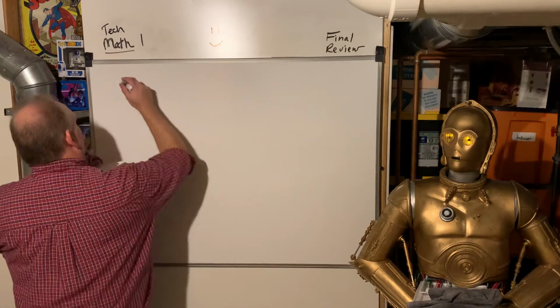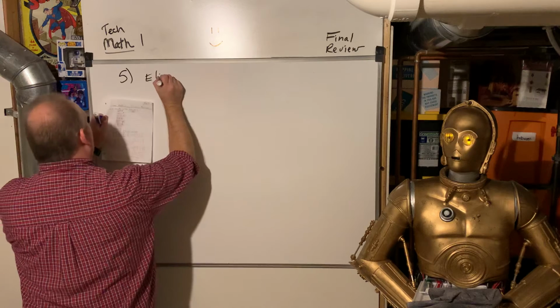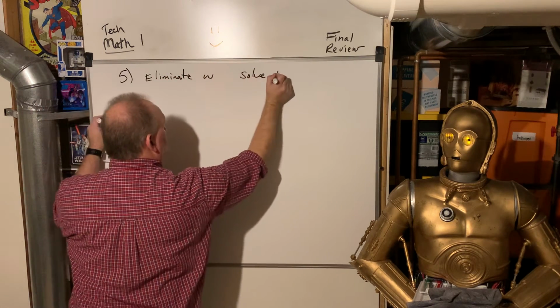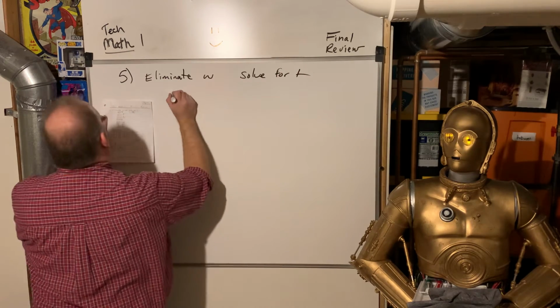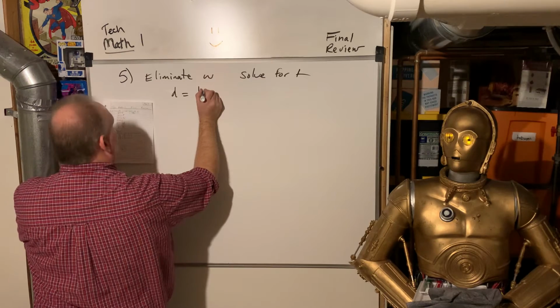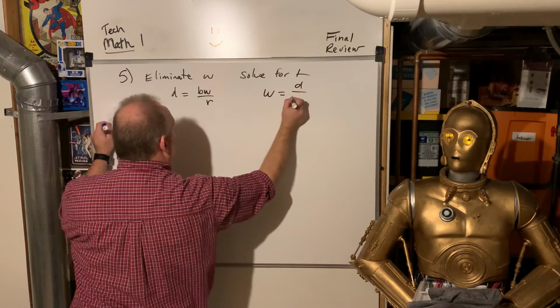Number 5 was eliminate W and solve for T. And they have D is equal to BW over R, and W is equal to D over RT.